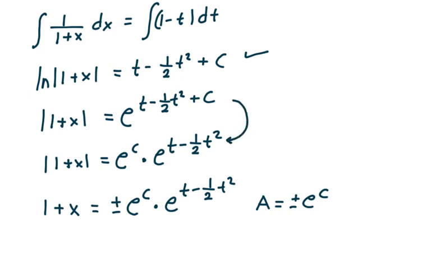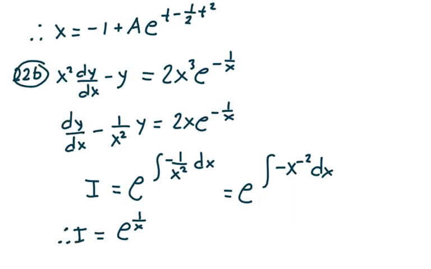So 1 plus x is equal to plus or minus e to the c times e to the (t minus 1/2 t squared). And what I did was I let a equal plus or minus e to the c. And so therefore x is equal to negative 1 plus a e to the (t minus 1/2 t squared). So this is an explicit solution to the first differential equation.